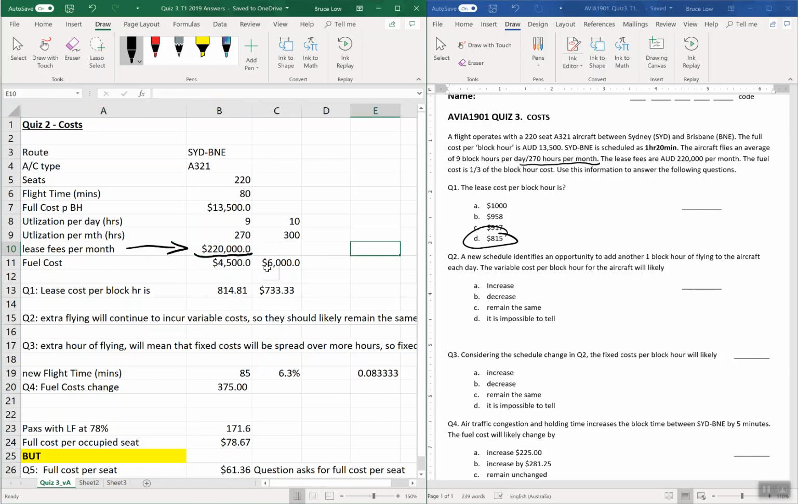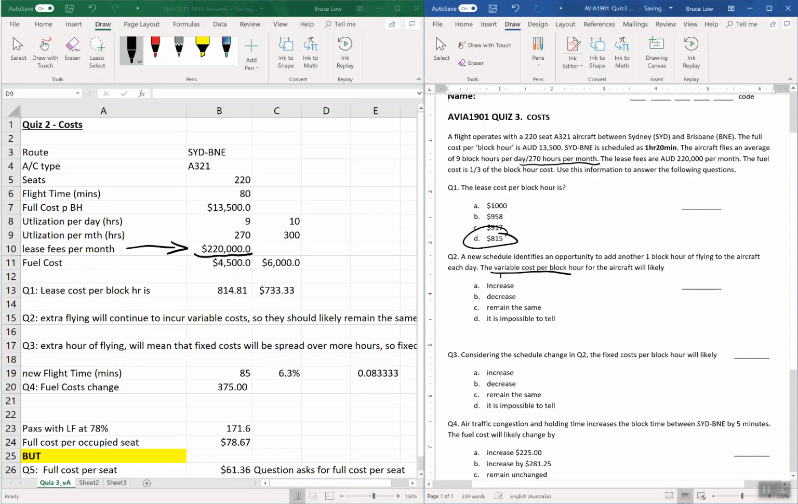Okay, so question 2 is saying extra flying, or a new schedule, identifies an opportunity to add another block hour of flying. So instead of flying 9 block hours per day, we're flying 10 block hours per day, which in terms of months is going from 270 block hours to 300 block hours a month. The variable cost per block hour for the aircraft.